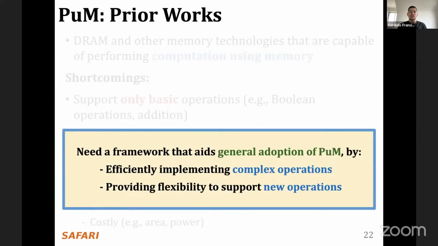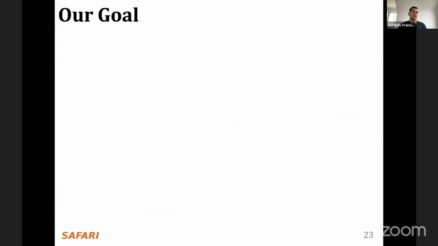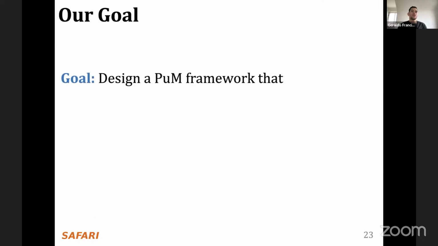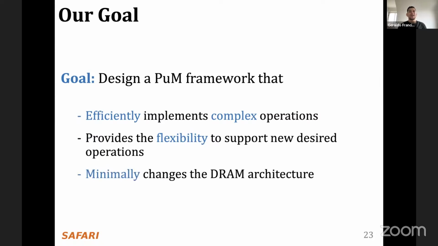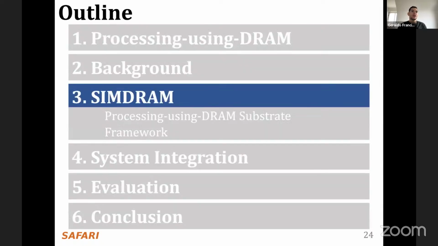This highlights the need for a framework that aids the general adoption of processing using DRAM by efficiently implementing complex operations while providing the flexibility to support new desired operations. Therefore, our goal in this work is to design a processing-using-DRAM framework that can efficiently implement complex operations and provide the user the flexibility to support a new desired operation, while minimally modifying the DRAM architecture. I will now describe our proposal called SIMDRAM.